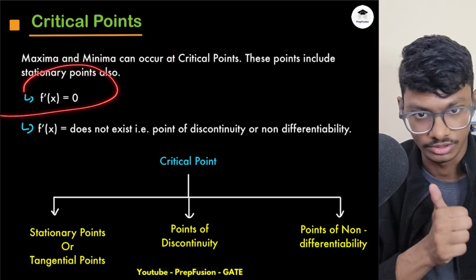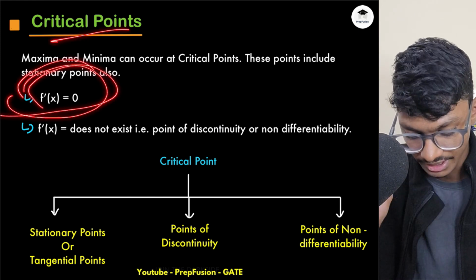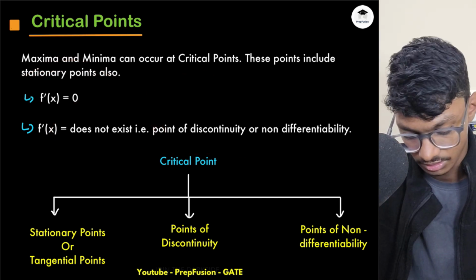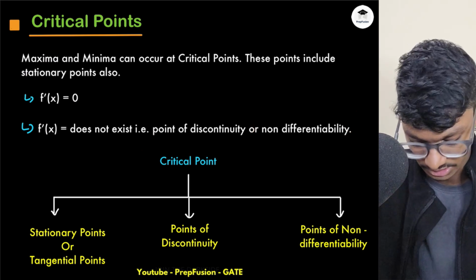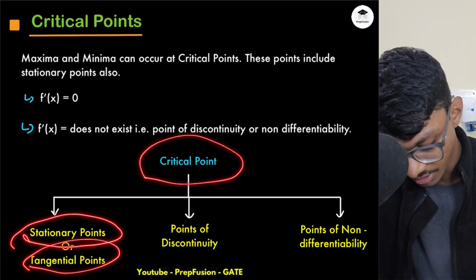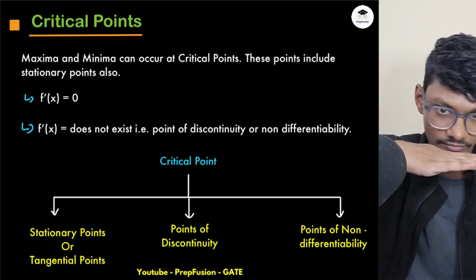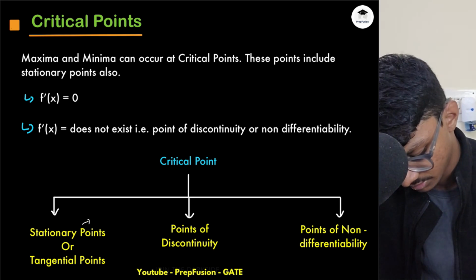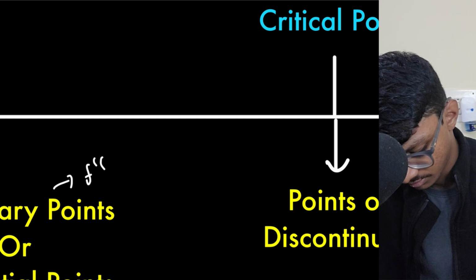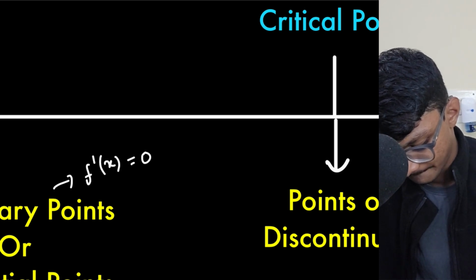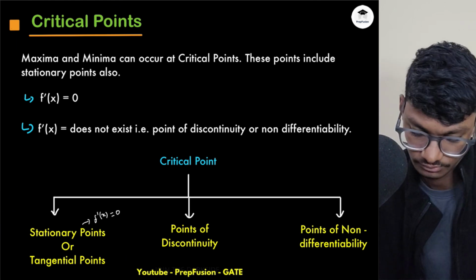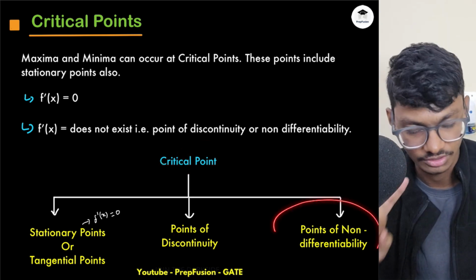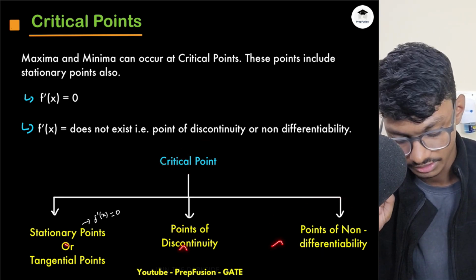These points include the stationary points, basically f dash of x equals 0. Critical points include stationary points, and where my derivative doesn't exist, or I have a discontinuity. So critical points include stationary points or tangential points. Basically, stationary points mean f dash of x equals 0. Then points of discontinuity. Critical points include points of discontinuity and points of non-differentiability. All these three it includes.